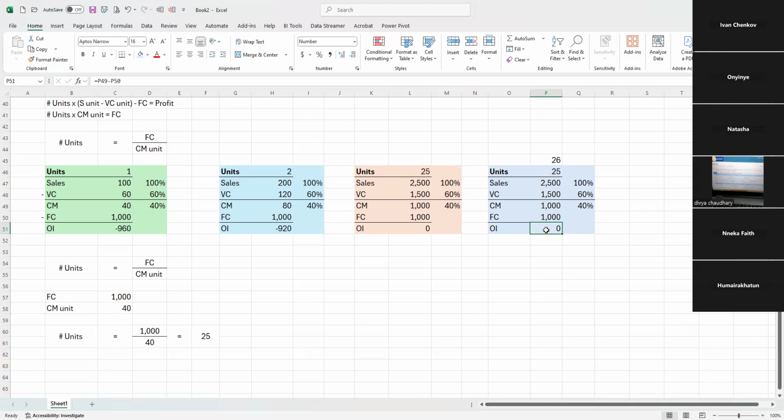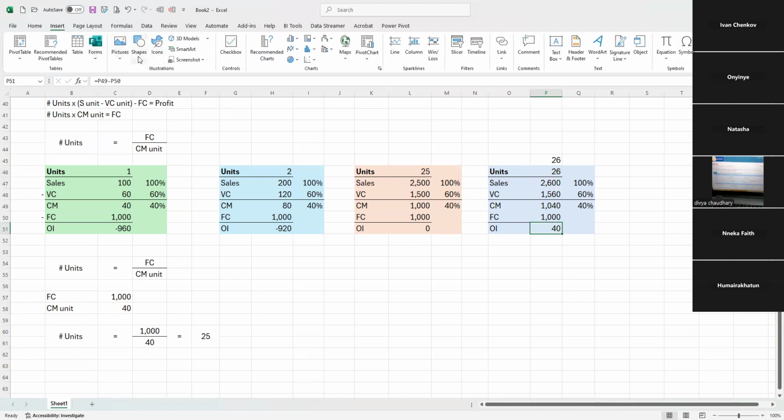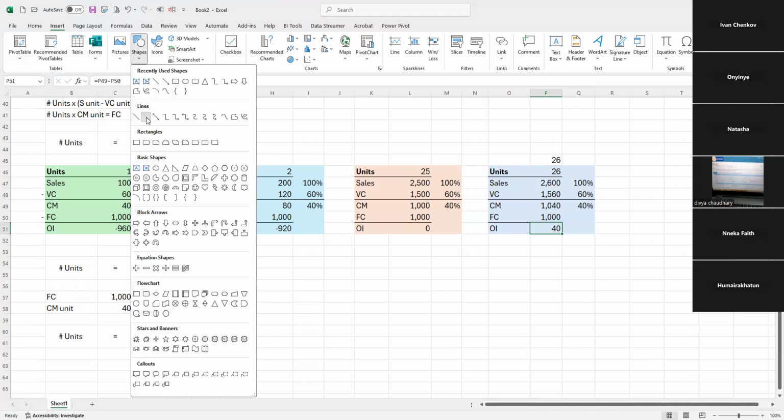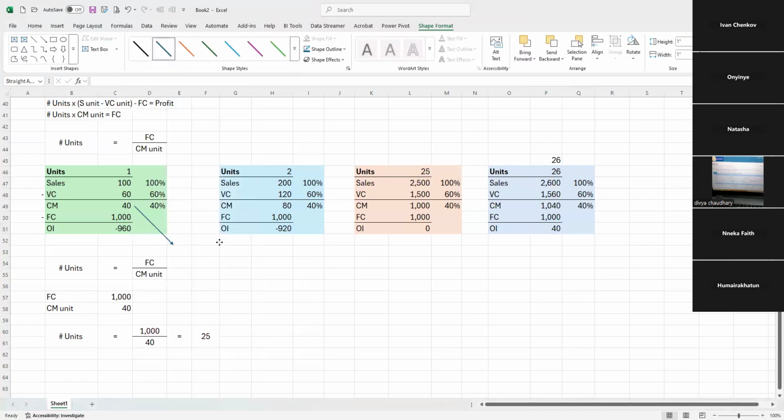Your contribution margin with that additional unit. Make sense? Yes. So let's see this. If we sell 26 units, my operating income is directly $40. Where does the $40 come from? From the contribution margin of that additional unit that we're selling. We have 1 unit equal to 45. That unit directly comes here.